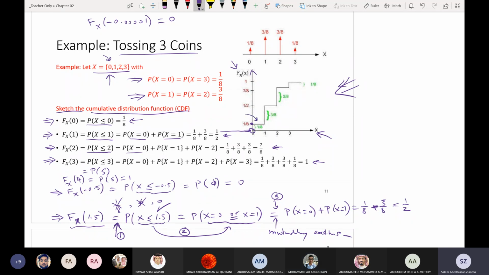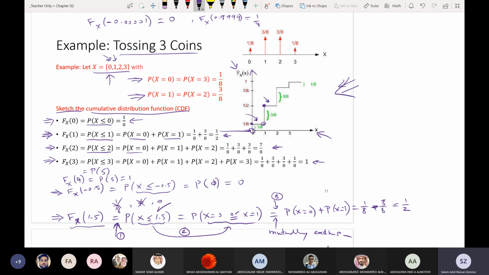And it continues to be 1 over 8 until anything very close to 1. F_X of 0.99999, what do you think? Still 1 over 8, because up to now we did not include the other event, which is 1. So this is still 1 over 8, and hence it's open at the 1. Until we touch 1, then it becomes half.